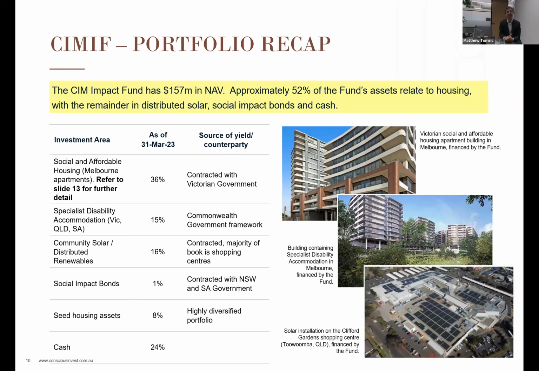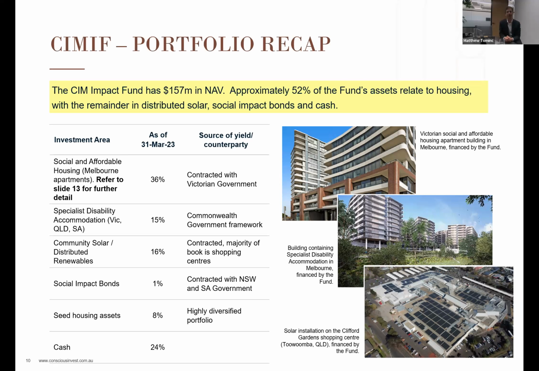Down the right-hand side of this page, you can see some photos of assets financed by the fund. At the top is a picture of an apartment building in the western suburbs of Melbourne, where we financed social and affordable housing apartments. I think there are 15 in that building, which is super high quality. You can't tell from the picture, but it's two towers, so they're dispersed across.